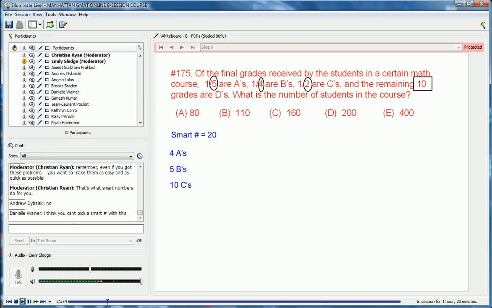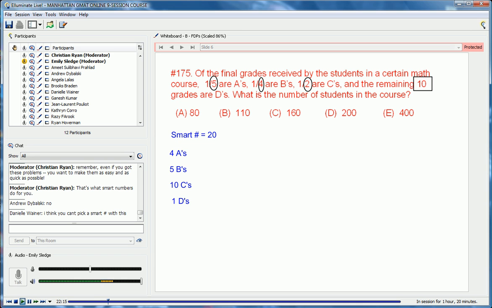And watch how our smart number of 20 doesn't. 1/5 A's means 4 A's. 1/4 B's, that's 5 B's. There'd be half C's. So that's 19 total, which implies that there's only one grade that would be a D. But of course, that's less than what they've told us, so our number's way too small.